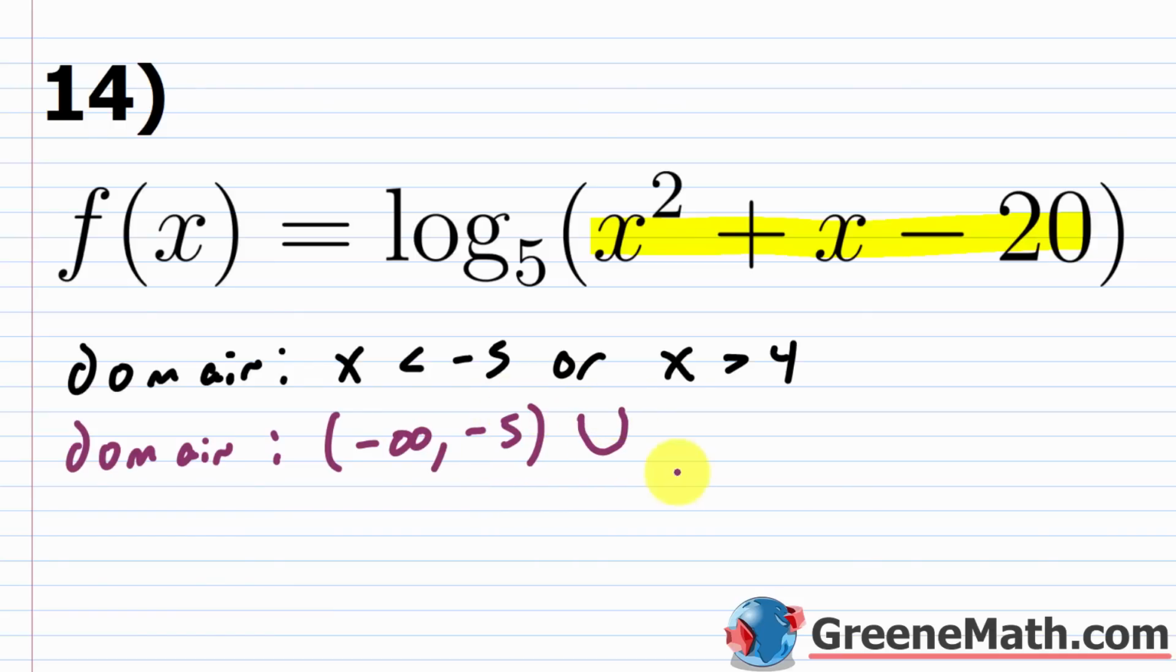And then you want the union with anything greater than 4. So 4 is not included. Make sure you use a parenthesis there. This is going out to positive infinity.